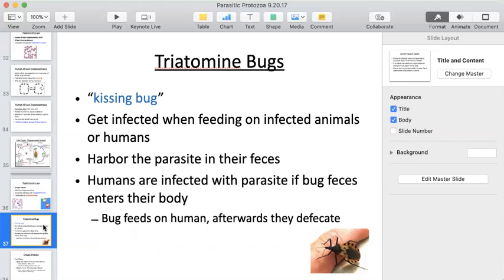Okay, so humans get infected when the kissing bug becomes infected by feeding on infected animals or other humans that already harbor the parasite. Humans are infected when the kissing bug bites you, basically, and that's when the organism enters your body. So the bug feeds on a human, and after it bites you and gets its blood meal, it defecates. And the organism will be released from this kissing bug in its feces.